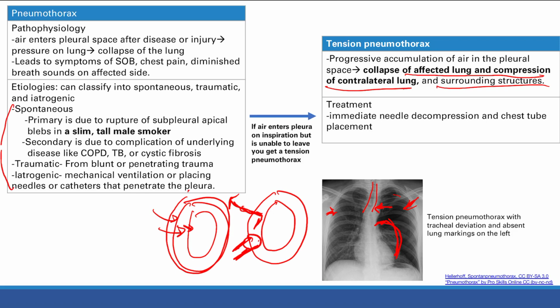So again, a normal pneumothorax is air enters the pleural space, but it can actually leave. There's all these causes: spontaneous, what do we say? Spontaneous, traumatic, iatrogenic. However, if for some reason this air cannot leave on expiration, then you get a tension pneumothorax. That's a big deal, because you can get collapse of the affected lung, and the other problems, you get compression of contralateral lung, and you get compression of surrounding structures. So again, this lung also got compressed. Okay, so that's it for pneumothorax.